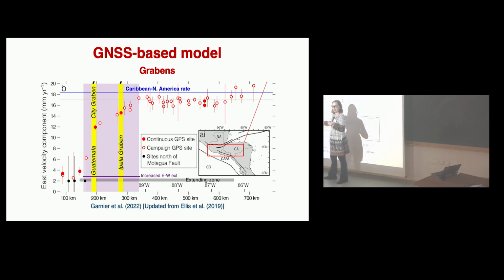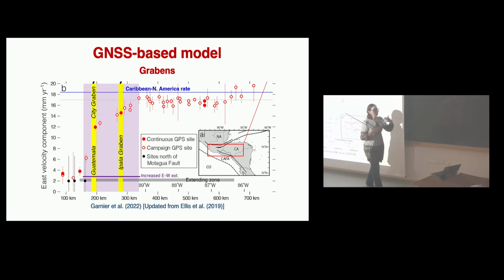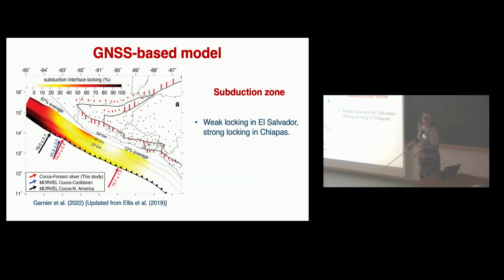Not only is it focused, but you see that the gradient is not just from here to there; it has some sort of steps that make us think we should pay more attention to what's going on in the grabens, instead of just thinking that there are other faults that are dangerous and not these ones. About the subduction zone, here you can see the locking along the subduction zone, and what they see is some sort of weak locking in El Salvador, and this becomes strong locking when we go to Mexico. Not much detail, but that's what we can see.